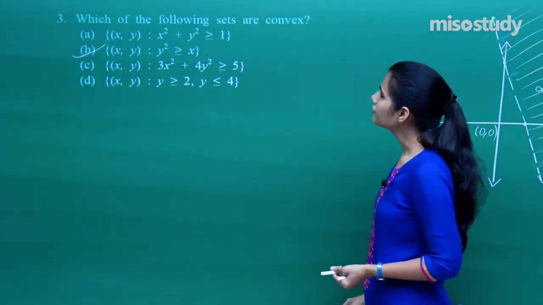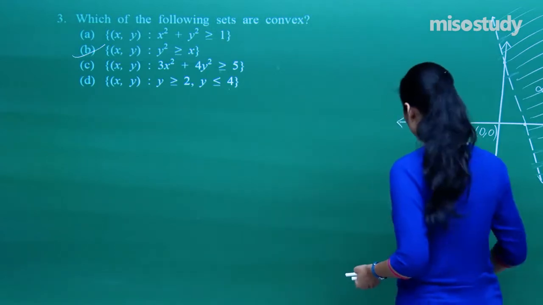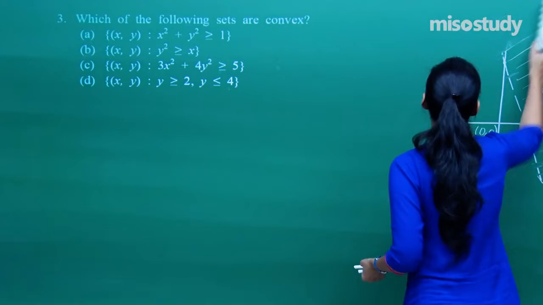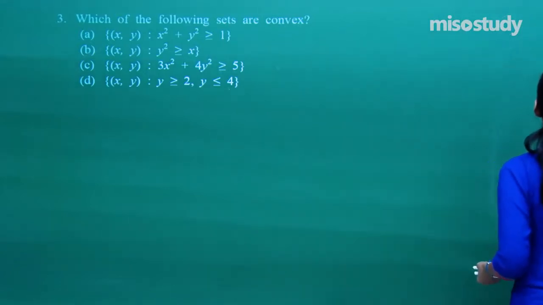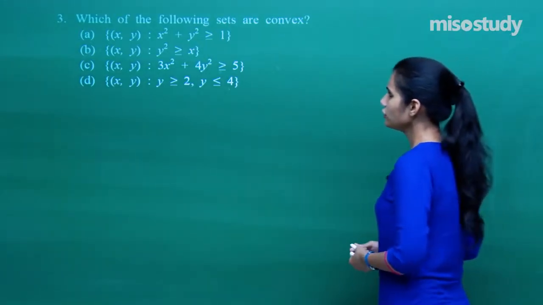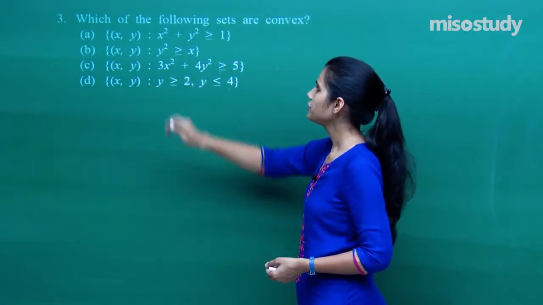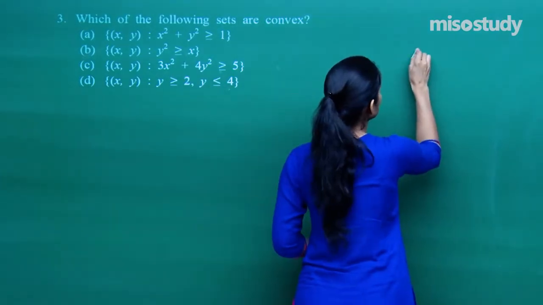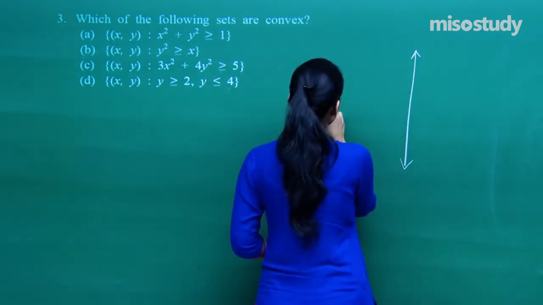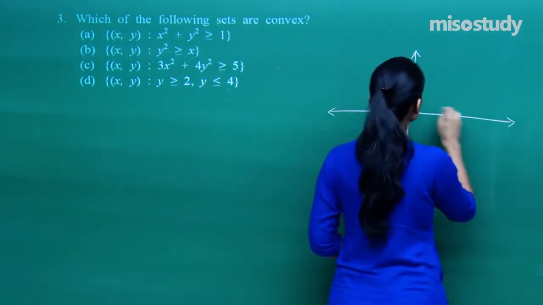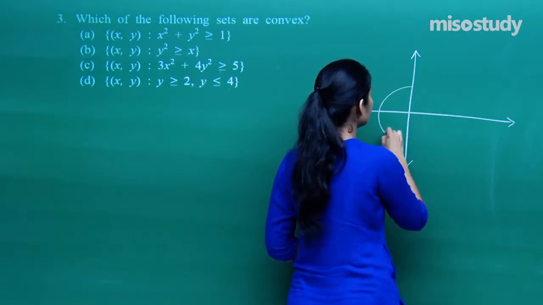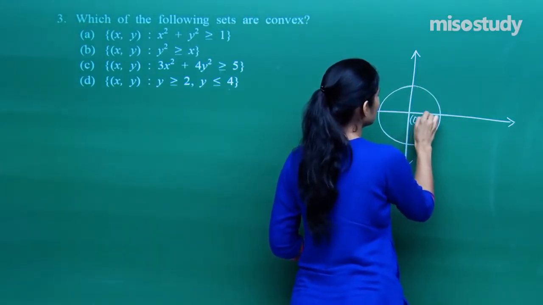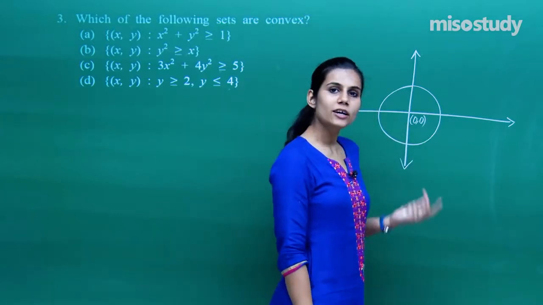Next question we have: which of the following sets are convex? Now see, this is pretty important to realize what a convex set is. If I talk about the first set, it is all the ordered pairs for which x square plus y square is greater than or equal to 1. If I talk about equal to 1, x square plus y square equal to 1 is actually a unit circle centered at origin. This is x square plus y square equal to 1.